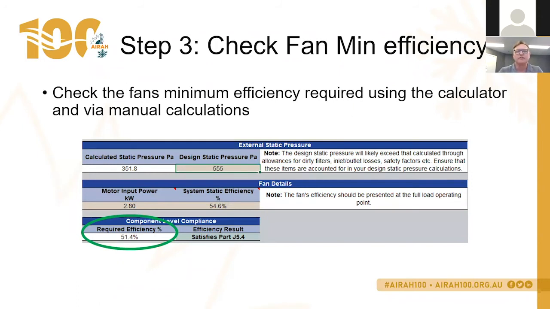That then goes into the determination of the fan efficiency. So the required fan efficiency for this particular system is 51.4%. And that's with our motor input power of 2.8 kilowatts.